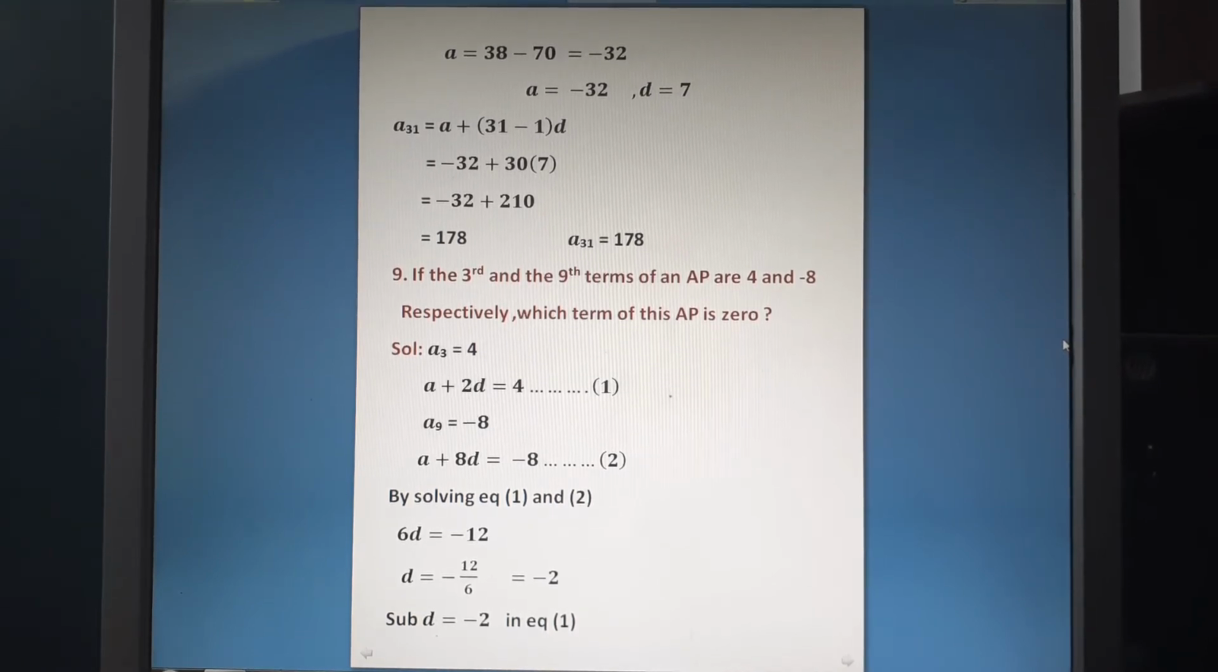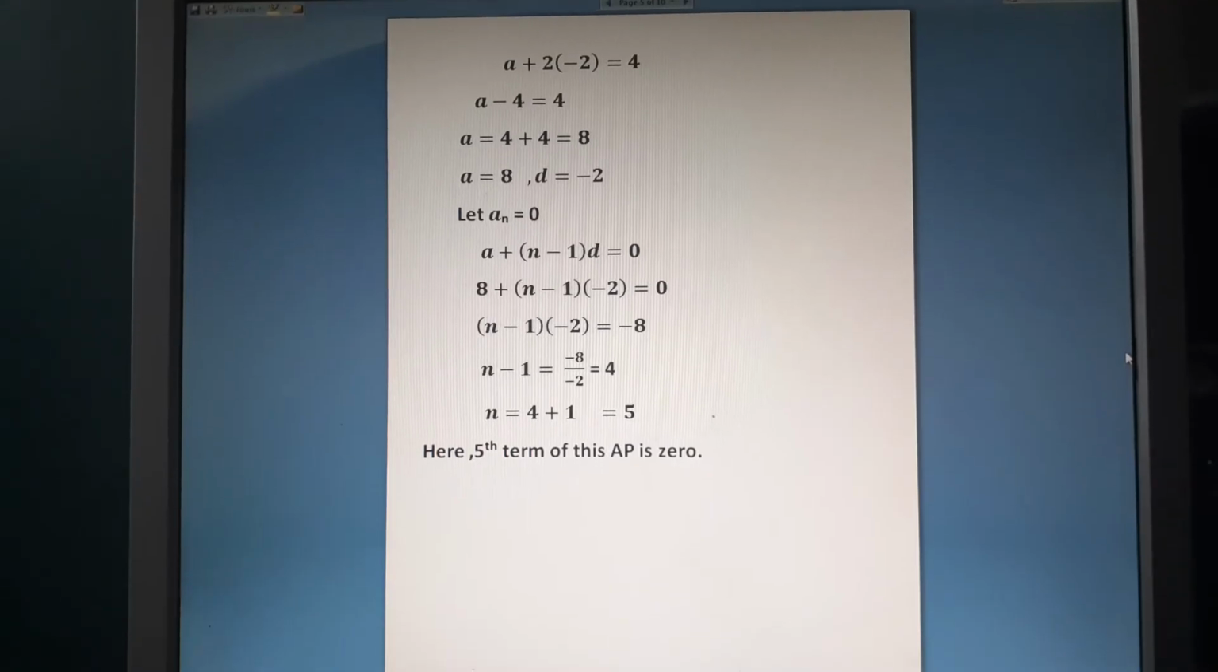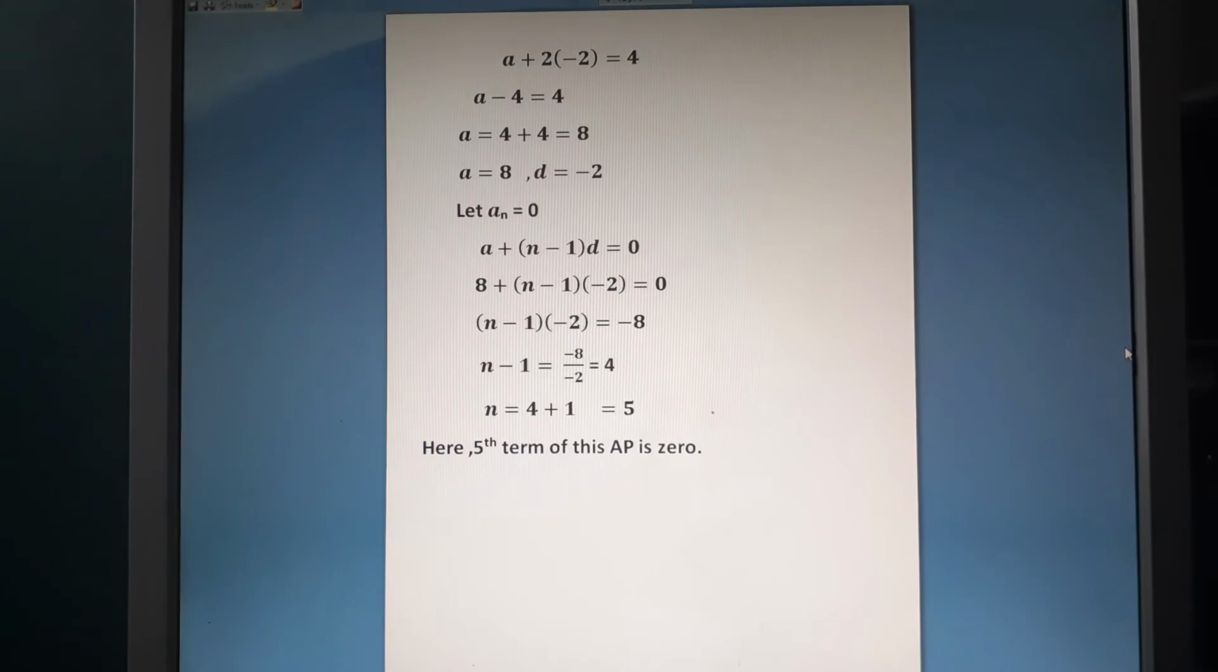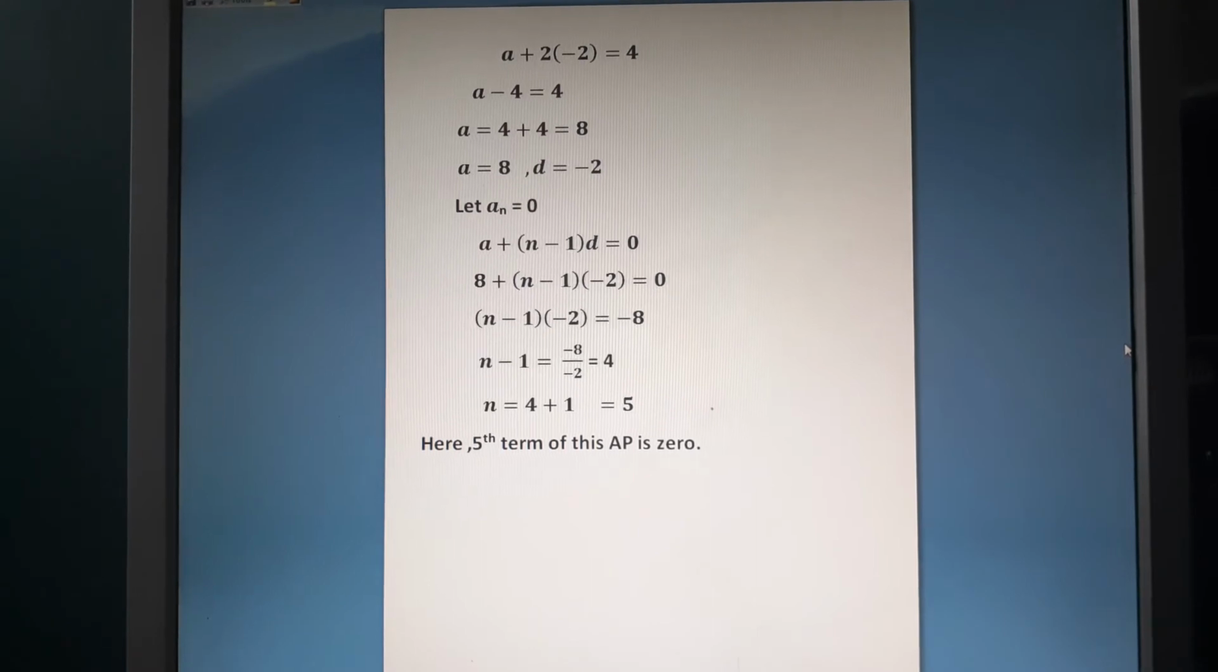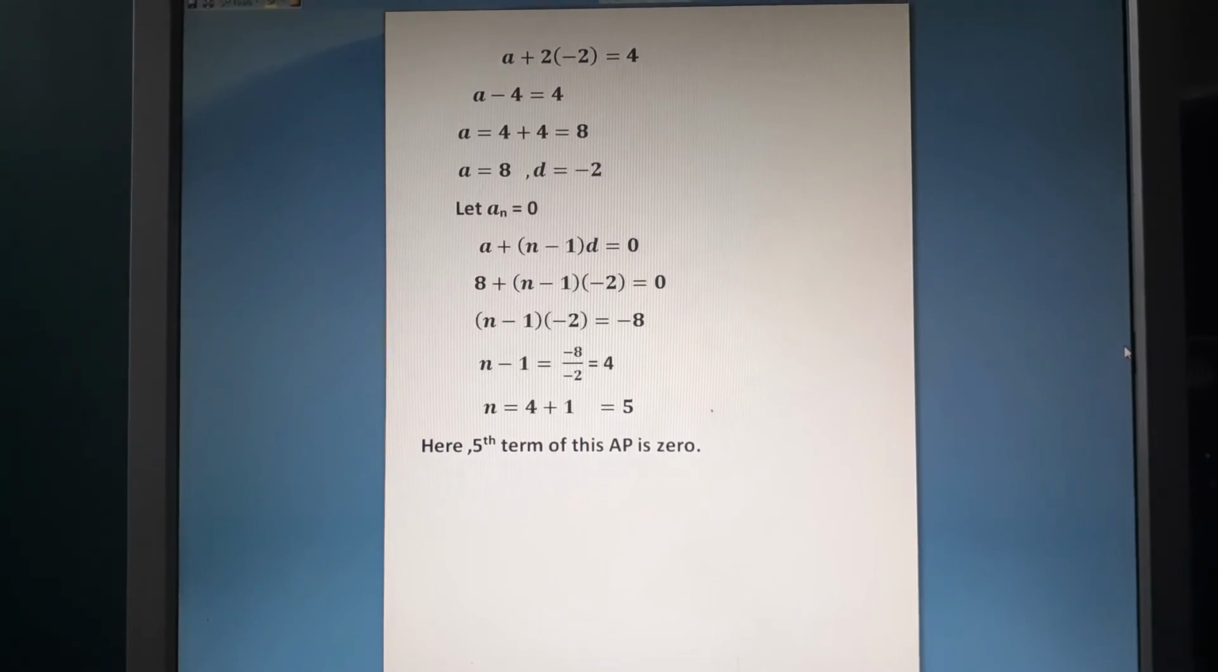Substitute d equal to minus 2 in equation number 1. a plus 2 into minus 2 is equal to 4. 2 into minus 2 is minus 4. So, a minus 4 is equal to 4. a is equal to 4 plus 4, that is equal to 8. Here, a is equal to 8, d is equal to minus 2.